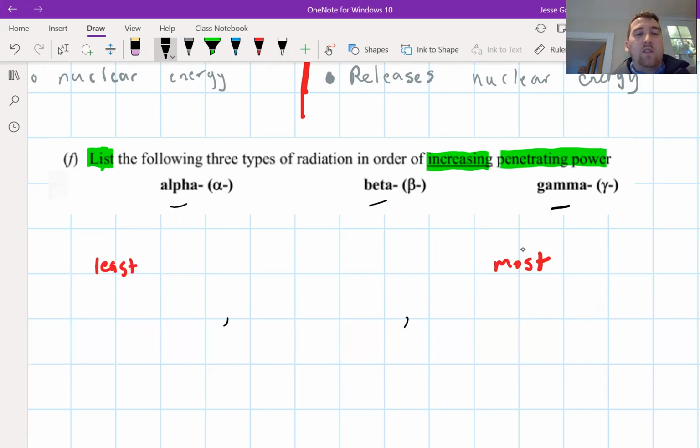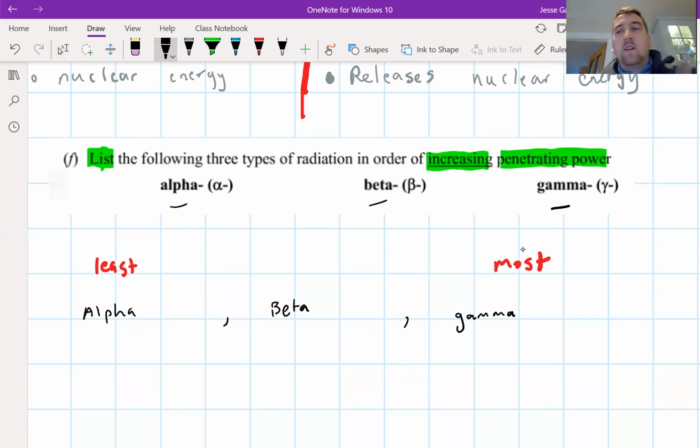So alpha particles are stopped by literally a few centimeters of air. Beta particles, a few sheets of paper or a few sheets of tin foil. And then gamma radiation needs quite a bit of lead or concrete, so much more penetrating. So least is alpha, next one is beta, and the most is gamma.